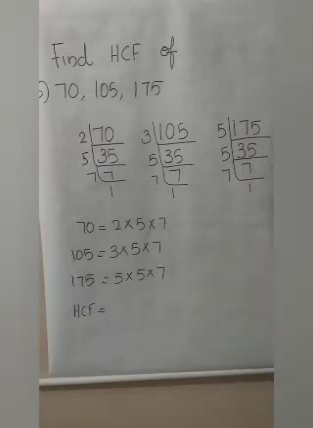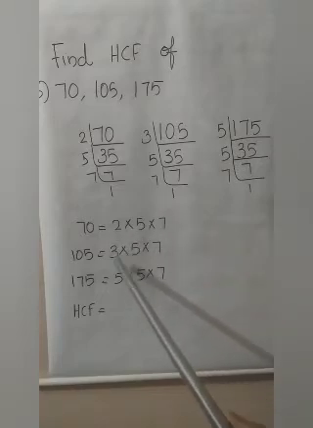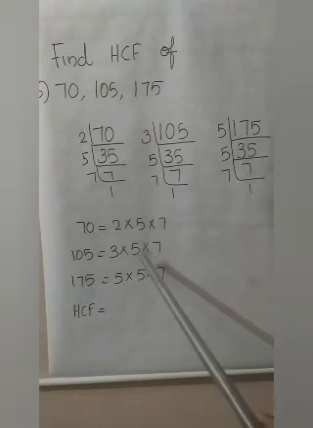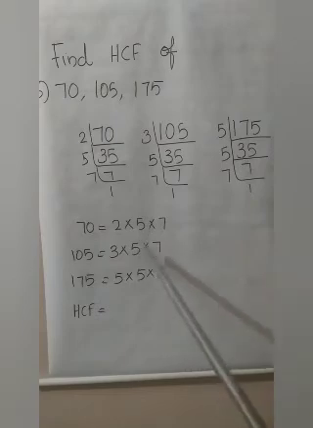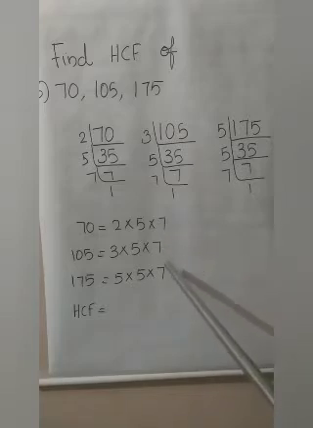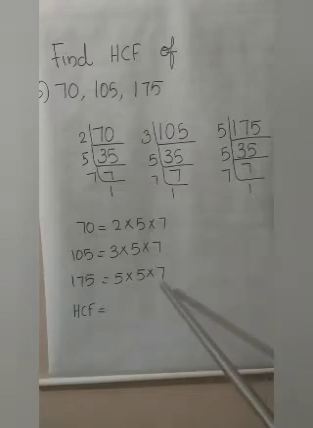Now we need to find the HCF. So how will you find the HCF? We should go for what is common in the three factorizations. Not 2. Only what is common in all three numbers can we take. Here there is 2, but in this one there is no 2. Here I have 5, here also 5, here also 5. So I can take this 5. Here one 7, here also one 7, here also one 7. So this 7 also I can take.